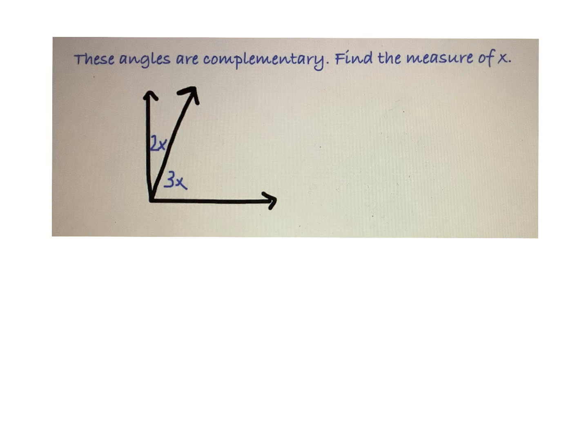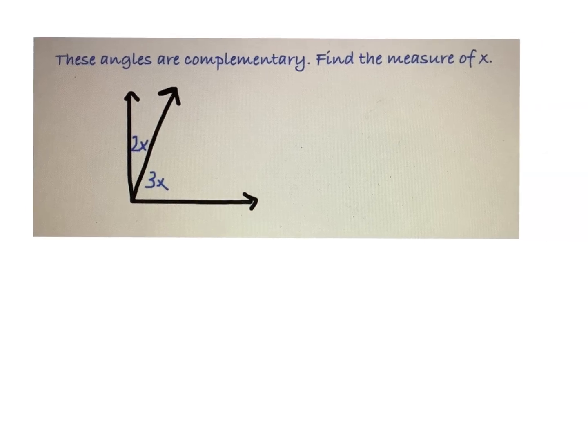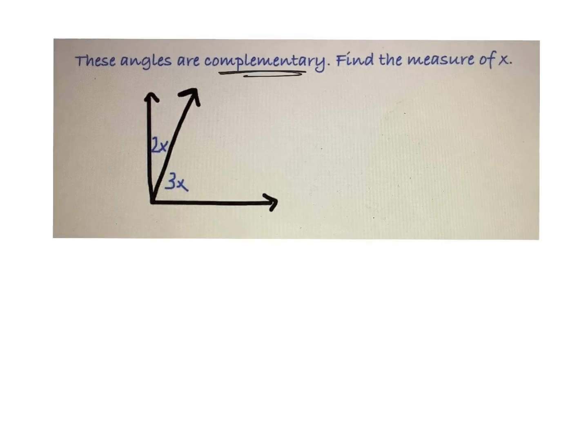All right, let's try another one. It says these two angles are complementary. So right away, complementary means they make a corner or 90 degrees. So I know the two of them together make 90 degrees. It says, can you find the measure of x? All right, I'm going to write another equation. So I know if I took this one and this one together, they have to equal 90. So I'll take my first one, 2x, plus my second one, 3x. They have to make 90 degrees.